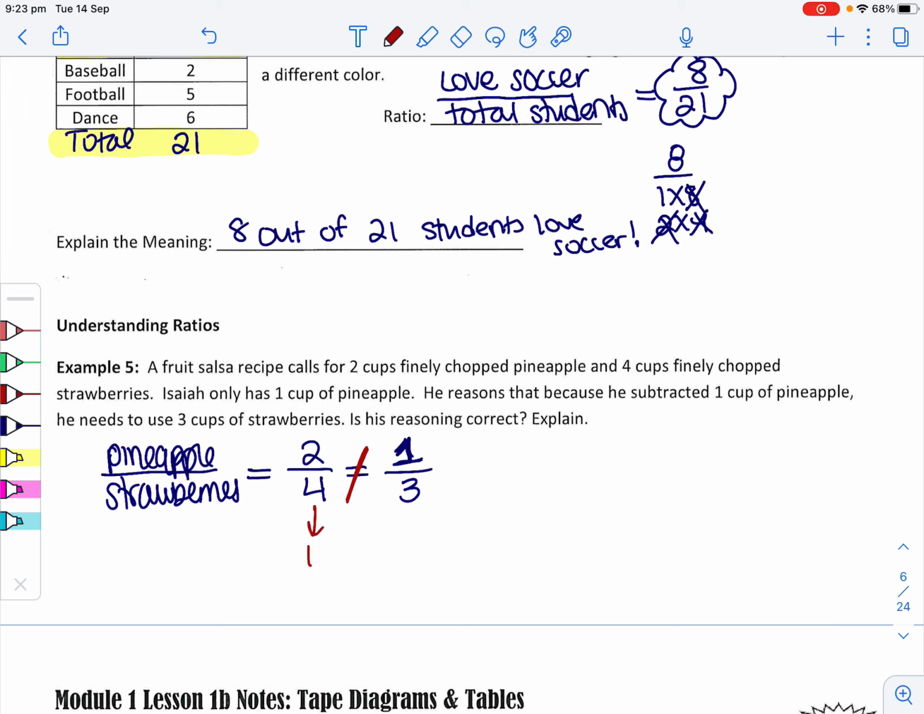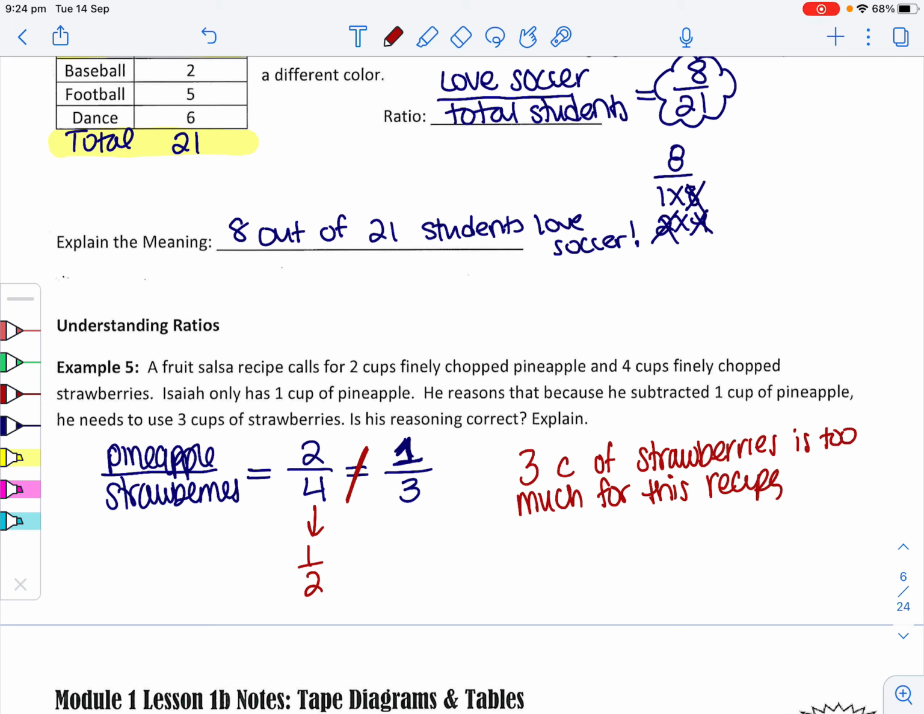2 over 4 is the same as 1/2, so he actually needs only 2 cups of strawberries instead of 3 cups of strawberries. So with 3 cups of strawberries, he has too many strawberries for this recipe. Because the ratios are not equal.